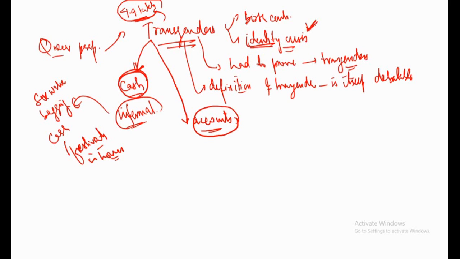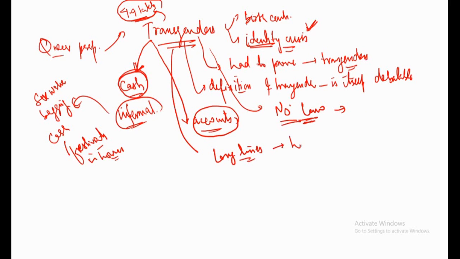We already know that there is no law, there is still a bill, the Transgender Rights Bill, but it has not become law. So there is no law, there is no regulation. Moreover, when they stood in the long lines outside the ATMs, they were harassed. There were a number of cases when they were harassed by other people or by the officials.